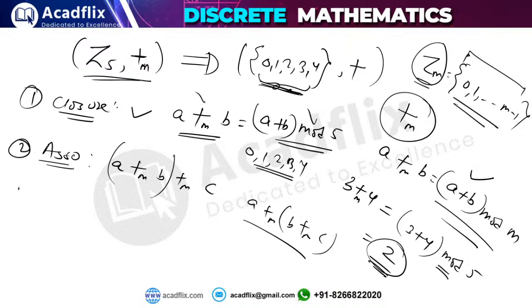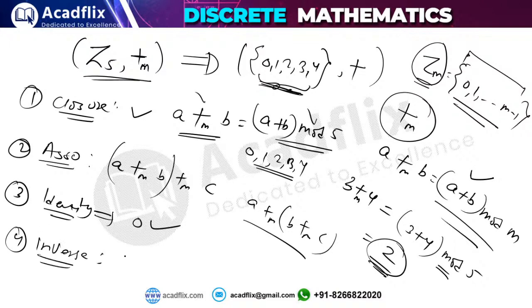Okay, next, third property, that is identity property. This property is also satisfied, because 0 is the identity element. You can check, when you add 0 to any number, you will get the same number. So 0 is the identity element. And what is the inverse property? Inverse property is also satisfied, because every number has an inverse.